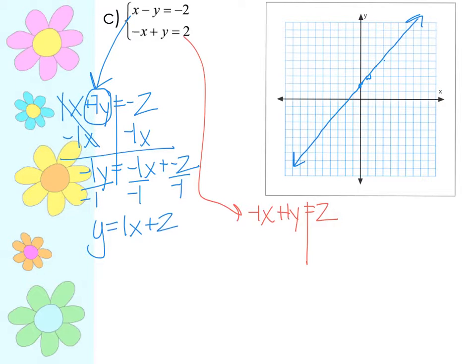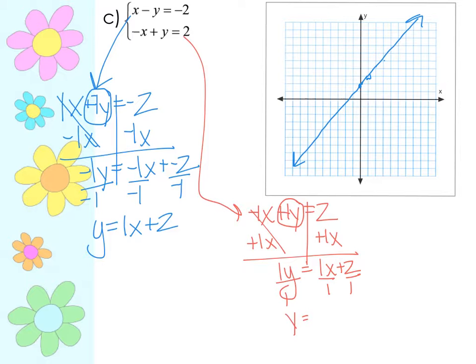Again, I'm going to put a 1 in front of each of my letters. You wouldn't have to. Some of you guys are comfortable doing it without that, and that's fine. Trying to get y by itself. Adding 1x to each side. So 1y equals 1x plus 2. Dividing everything by 1. So y equals 1x plus 2.